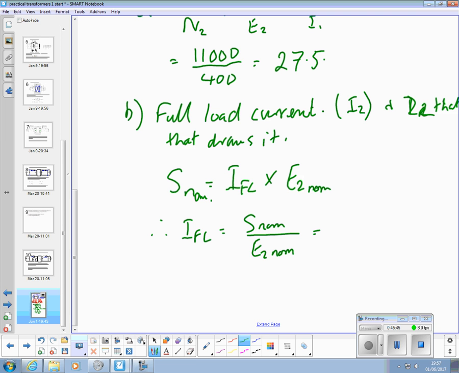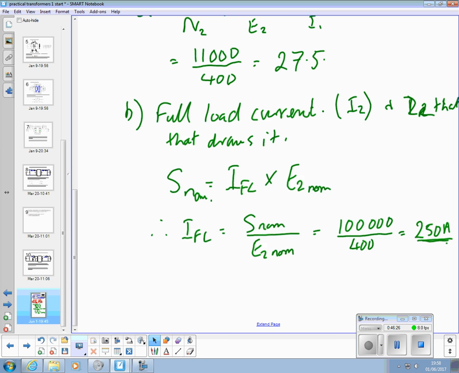And S was 100,000, wasn't it? Divided by 400 equals 250 amps. So, if this transformer was ideal in every way, and we connected the right load, the maximum current in the secondary is 250 amps. Yeah? All get that? Yeah?